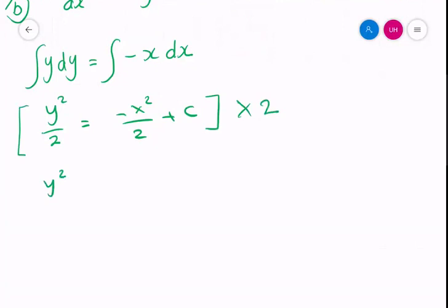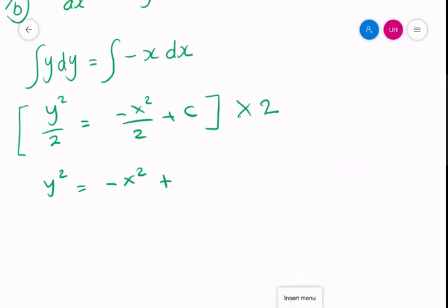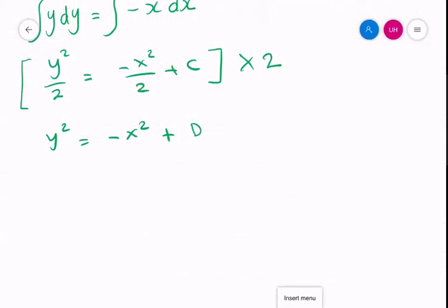So then we get y squared equals minus x squared plus, well, 2 times c, let's call it d, or even if you leave it as c is fine. Plus d or c. Okay. Right. So now we have y squared equals this term. I want only y in terms of x, so we'll take the square root of both sides, and therefore I will get y equals square root of minus x squared plus d.